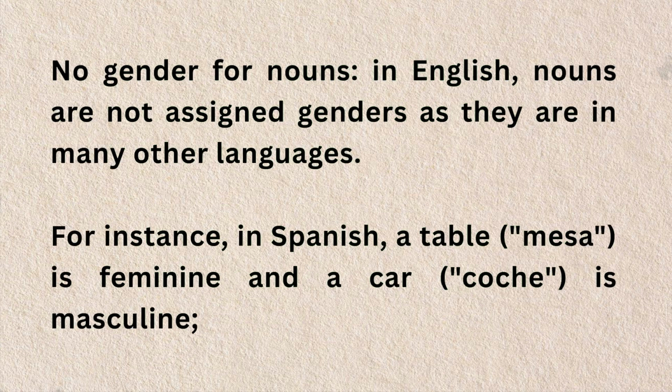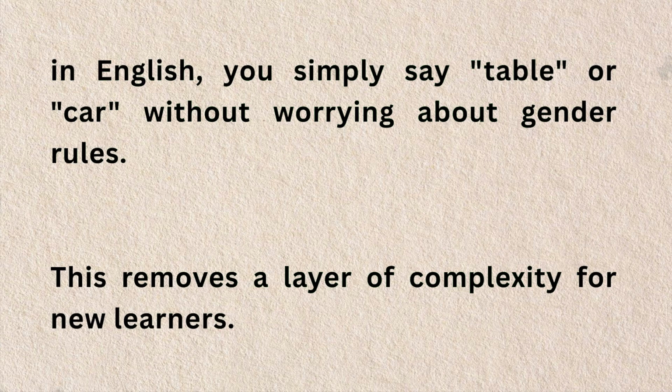No gender for nouns. In English, nouns are not assigned genders as they are in many other languages. For instance, in Spanish, a table, mesa, is feminine, and a car, coche, is masculine. In English, you simply say table or car without worrying about gender rules. This removes a layer of complexity for new learners.